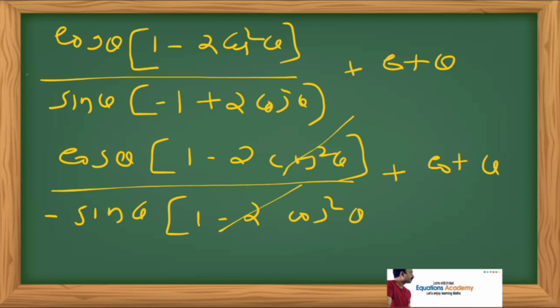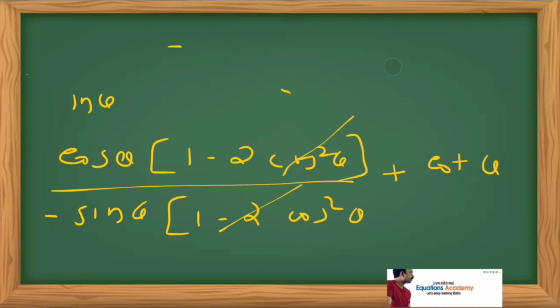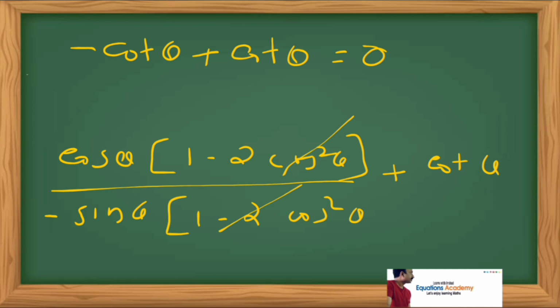So we get cos theta by minus sin theta, that is minus cot theta, plus cot theta is equal to 0. That is what we need to prove, equal to RHS. Hope you understood this. So this question is over. We proved the LHS, (cos theta minus 2 cos cube theta) divided by (sin theta minus 2 sin cube theta) plus cot theta is equal to 0.